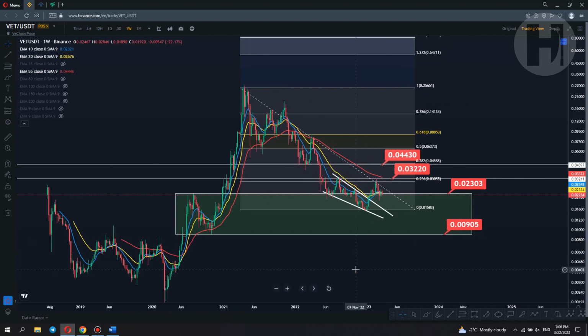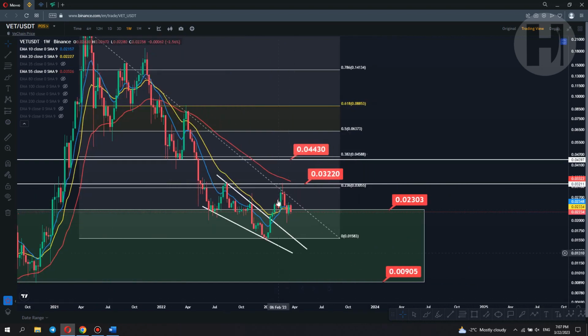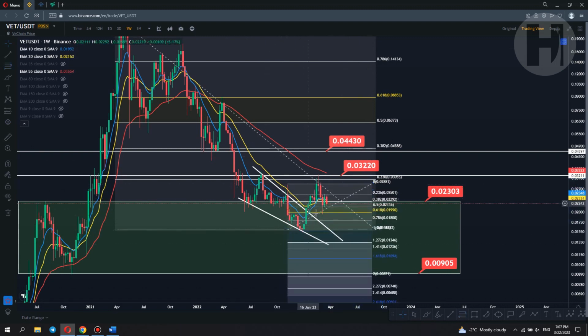Taking a look at the weekly chart on Binance, as you can see, we broke out of this falling wedge pattern. We moved to the upside. We back tested this resistance, our technical target at 0.032 cents, and now we're retracing back down. So this is looking like a healthy retracement from that low to that high.